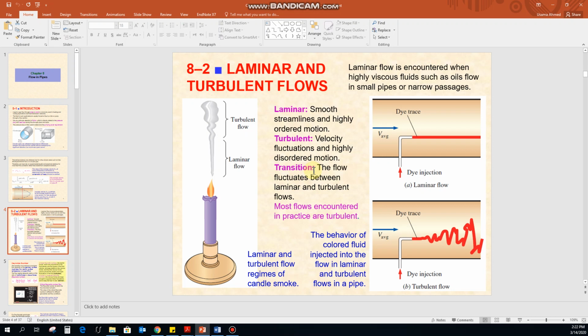Now you will also see the mathematical values to differentiate between the laminar and the turbulent flow. Most flows encountered in practice are turbulent. So we have been discussing this since chapters 3 and 5, that most of the problems that we deal with in our daily life involve turbulent flow.